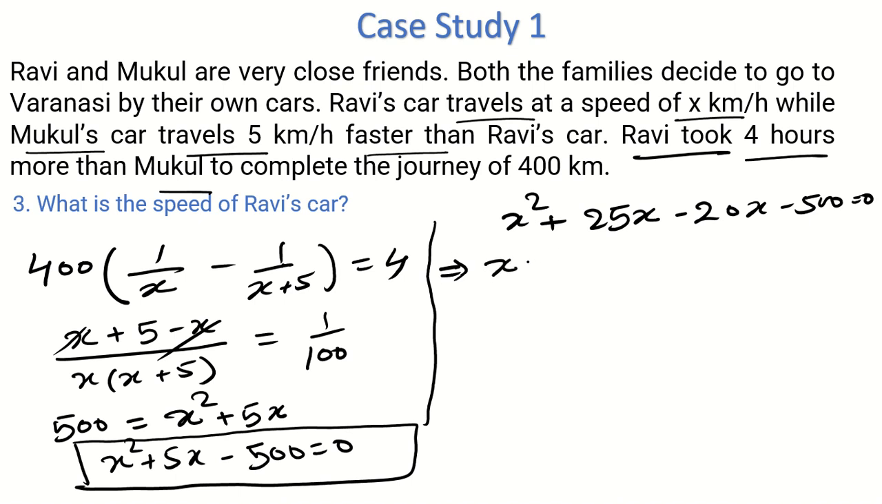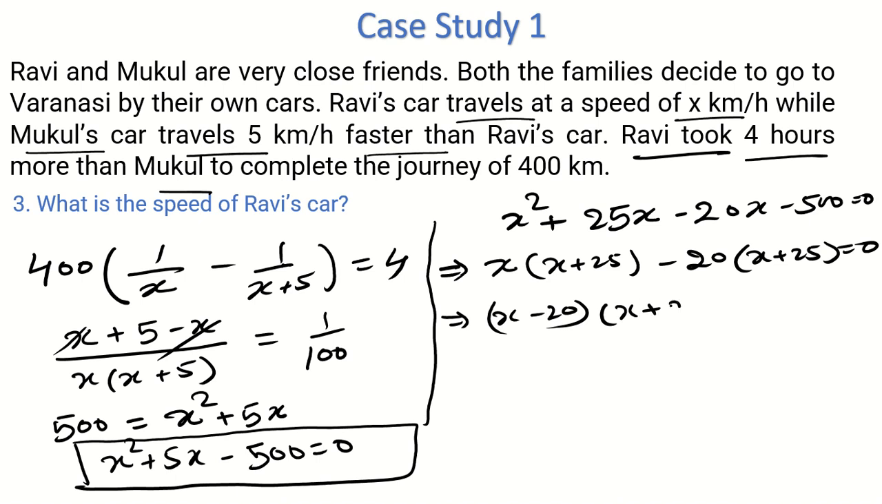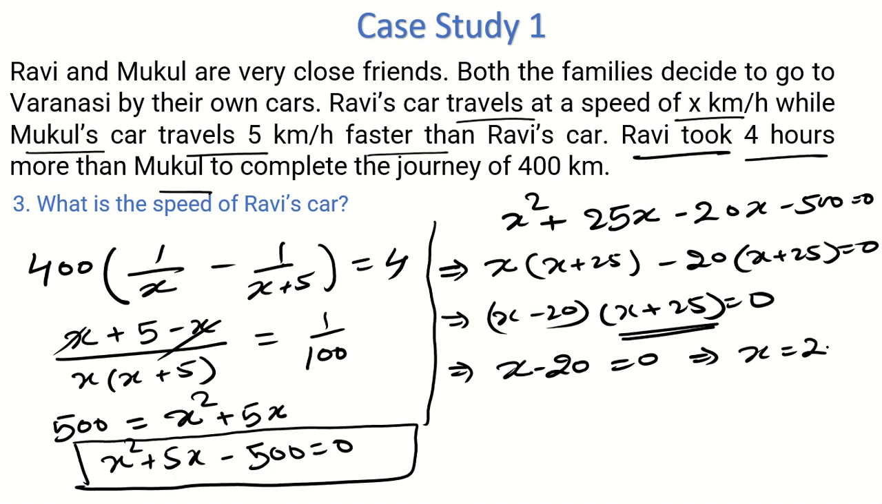Now, x can be taken common, so it will be x plus 25, minus 20 will be taken common, x plus 25 is equal to 0. So, x minus 20 times x plus 25 is equal to 0. Now this bracket cannot be equal to 0, because in this case x will be equal to negative 25. So speed cannot be negative. So only one possibility is left, that is x minus 20 is equal to 0, which means x is equal to 20. So what is the speed of Ravi? Ravi's speed is 20 kilometers per hour. Okay. Like this you can solve the question.